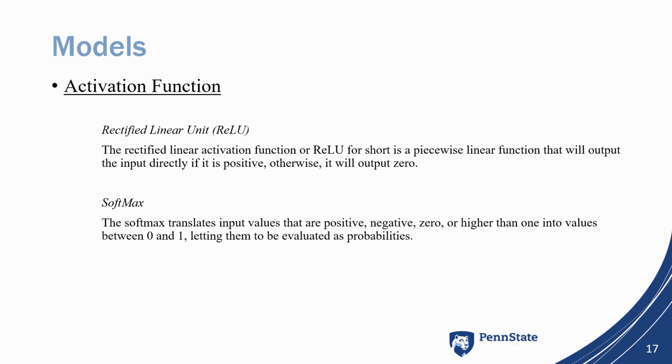The next activation function that we use is softmax. The softmax function converts a vector of k real values into a vector of k real values that total to 1. The softmax translates input values that are positive, negative, 0, or higher than 1 into values between 0 and 1, letting them be evaluated as probabilities.